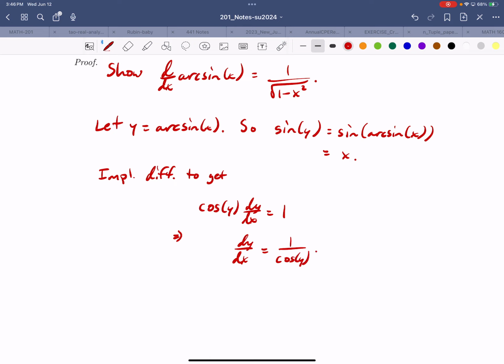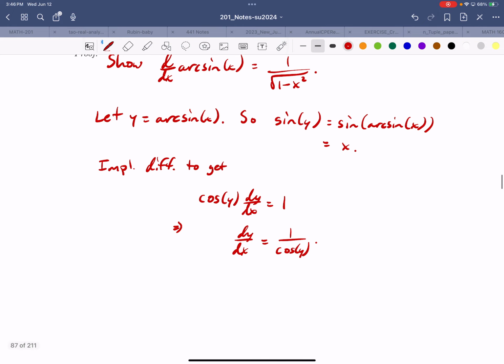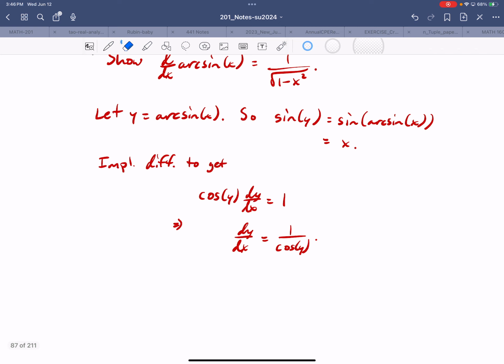Well, that's not very helpful, right? We want our answer in terms of x. Y equals arc sine of x, so we want our answer in terms of x. Well, it turns out what we can do is think of a right triangle and say, hey, consider an angle theta. If y equals arc sine of x, or maybe I should say, instead of angle theta, I should say angle y. Let's say y, actually.